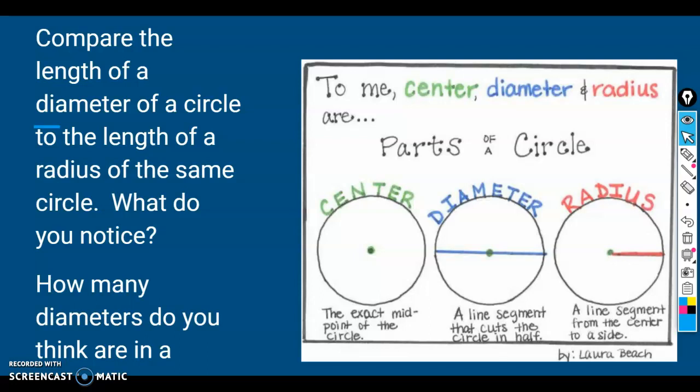Compare the length of the diameter of a circle to the length of a radius of the same circle. What do you notice? Well, looking at our diameter, it goes through the center of the circle from one point to the next. So it goes from point A to point B through the center of our circle. Whereas a radius starts from the center of our circle and extends in one direction to a point on our circle. If we look, we see that the diameter is twice the radius, or the radius is half of the diameter.